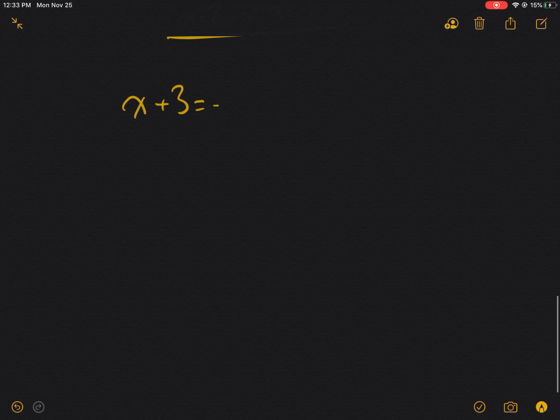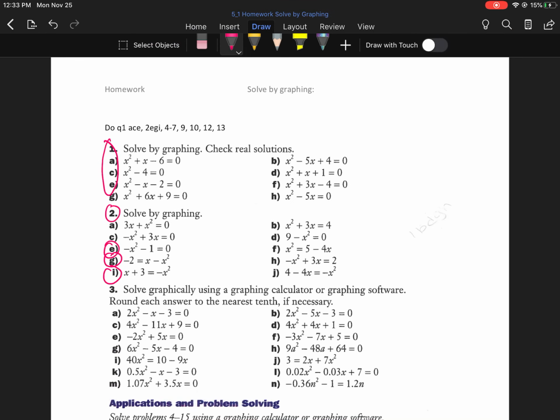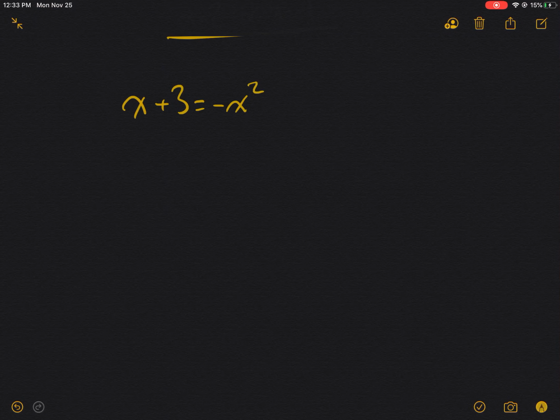X plus 3 equals minus x squared. Let's see how that works. Let's take a look at the question again. I think I got that wrong. Minus x squared. All right, let's just dump this over to that side. So that becomes x squared plus x plus 3.